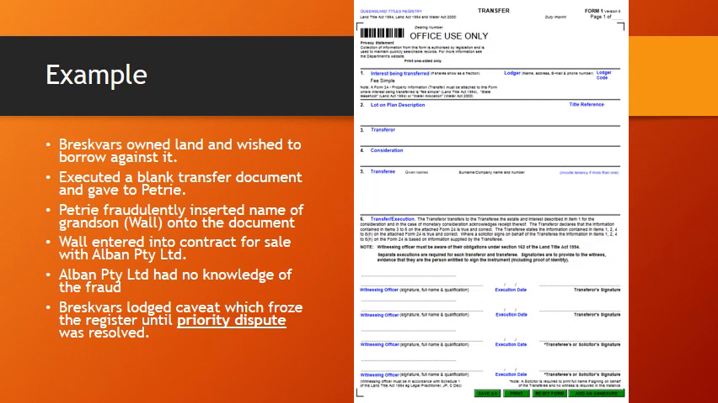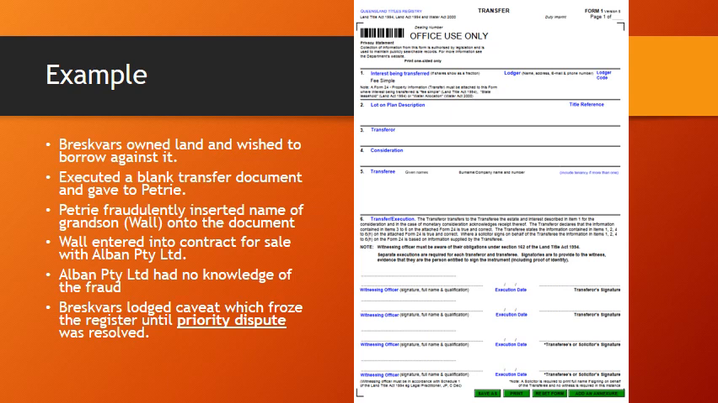So here's a practical example, which is a very basic one. You might recall reading this case of Breskvar and Wall, and we'll talk about this case probably several times throughout the semester. Here we had the Breskvars who owned land in Brisbane. They wished to borrow against it. So what they did was they executed a blank transfer document. Naughty, very silly. Shouldn't have done that, but they gave it to this guy called Petrie.